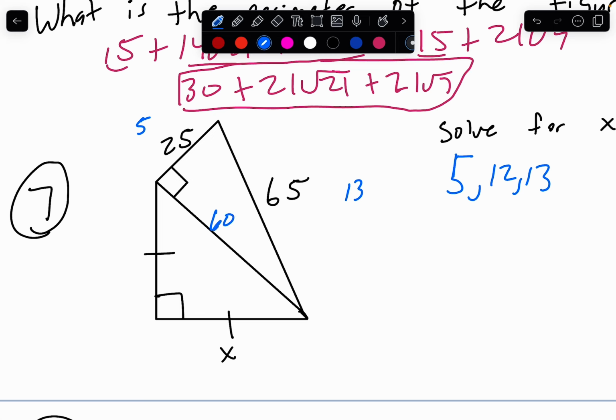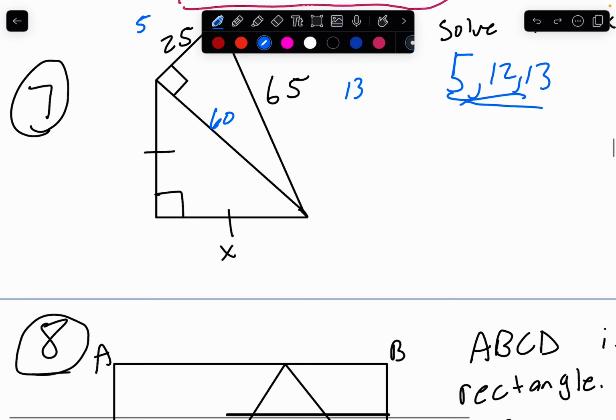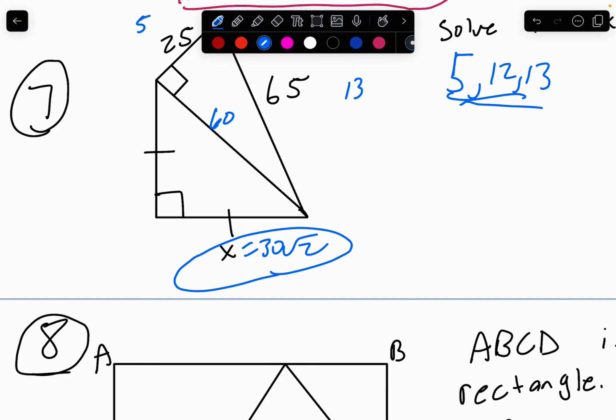So if you know your triples, you would realize real quick. Otherwise, you'd have to do Pythagorean theorem on that. But it's a 5, 12, 13. If we divided by 5 to get small, then we have to multiply by 5 to get big again. So if that's 60, now we're working on a 45, 45, 90. And the rule is the hypotenuse equals the leg root 2. So the leg would have to be 30 root 2. So x would be 30 root 2. Perfect.